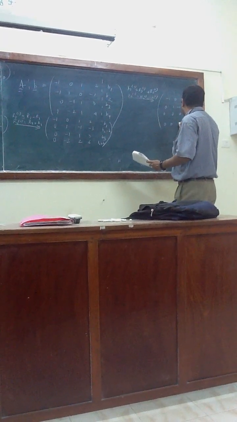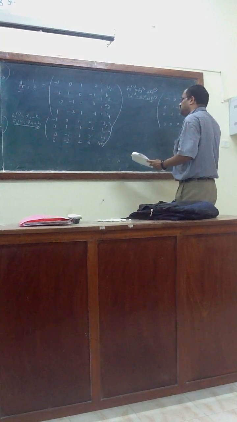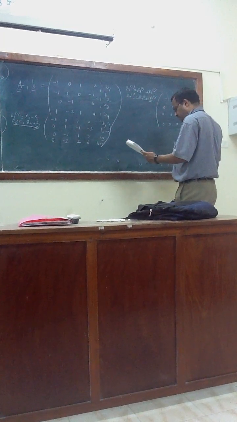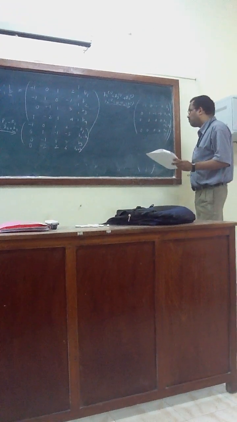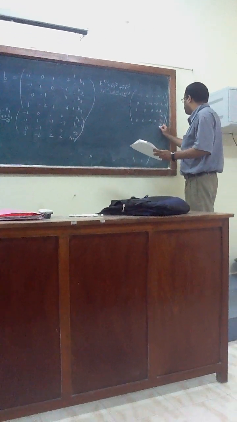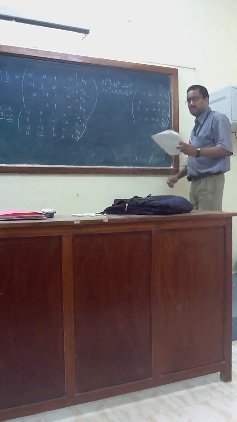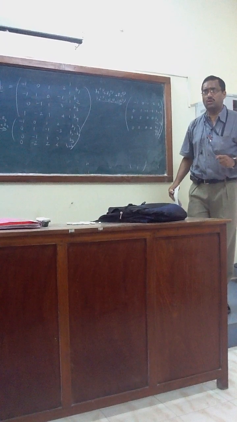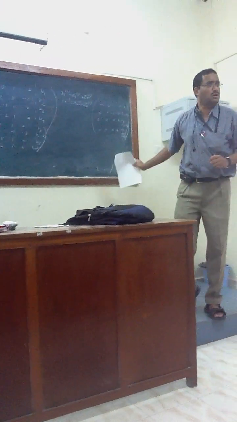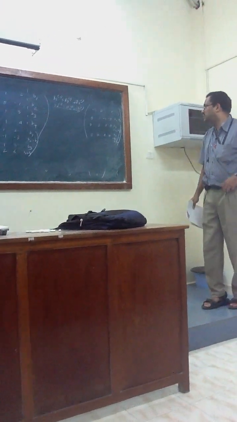Next is 0, 0, 0, 0. Then B4 minus B1 plus 2B2. Yes or no? Yes? Is it wrong? B4 minus B1 plus 2B2.